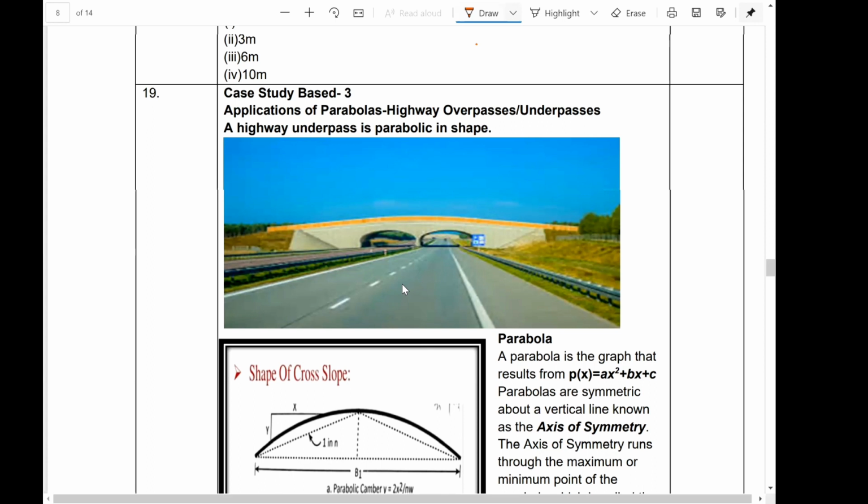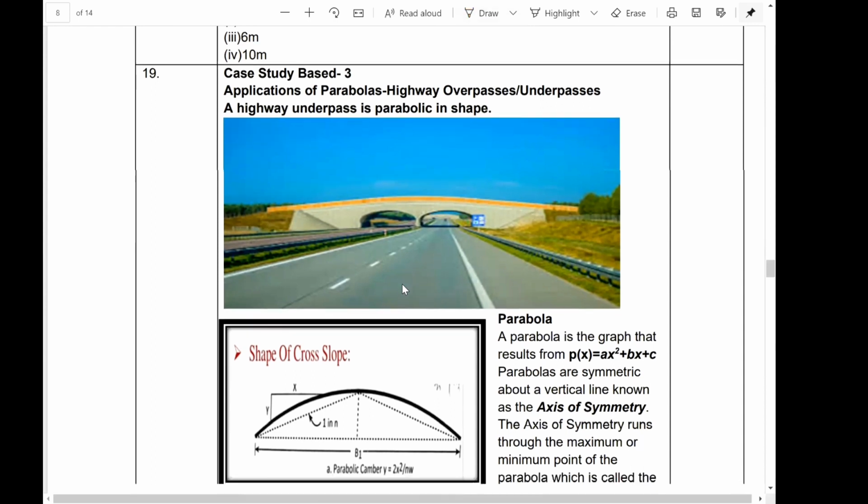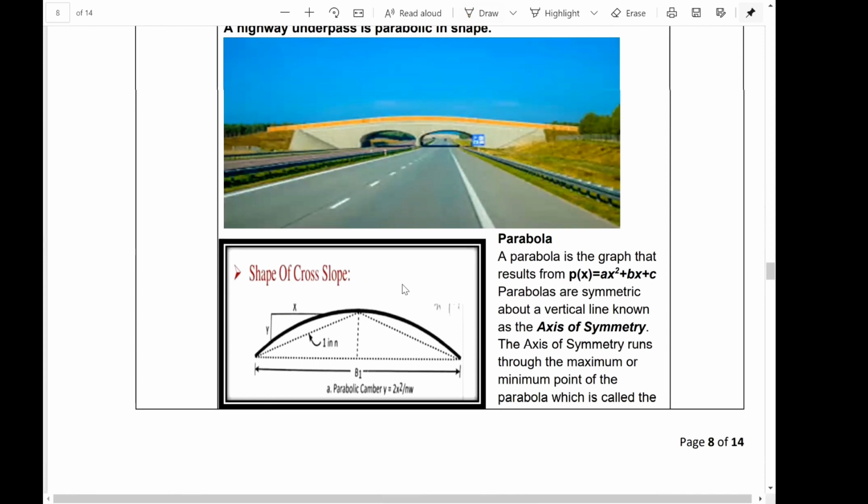Question 19 is based on applications of parabolas from quadratic polynomials: highway overpasses and underpasses. A highway underpass is parabolic in shape. You can see the highway underpass in the diagram. Then a description about the parabola is given. A parabola is the graph that results from p of x equal to ax square plus bx plus c. That is a quadratic polynomial.